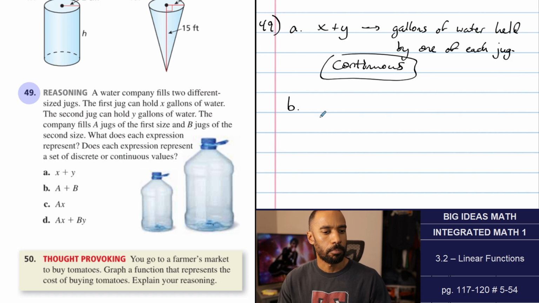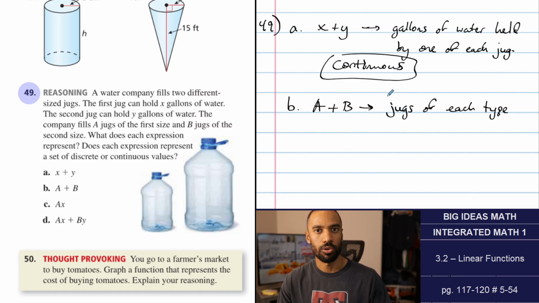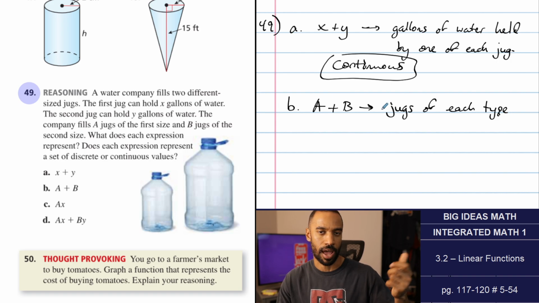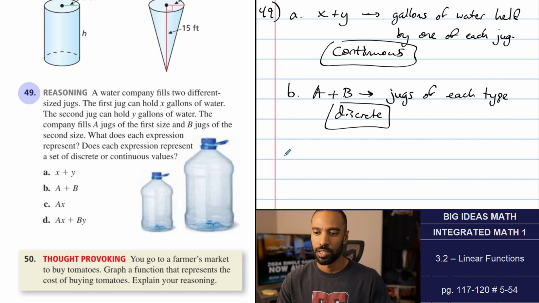Part B says it fills A jugs of the first size and B jugs of the second size. A plus B is a number of jugs amount. Number of jugs of each type. How many there are. That's discrete. It's a whole number of jugs. Either you have the jug or you don't. I don't even know if they say whether water's filled in it. This is just discrete. Now the part I'm boxing here. This part should be boxed as well.